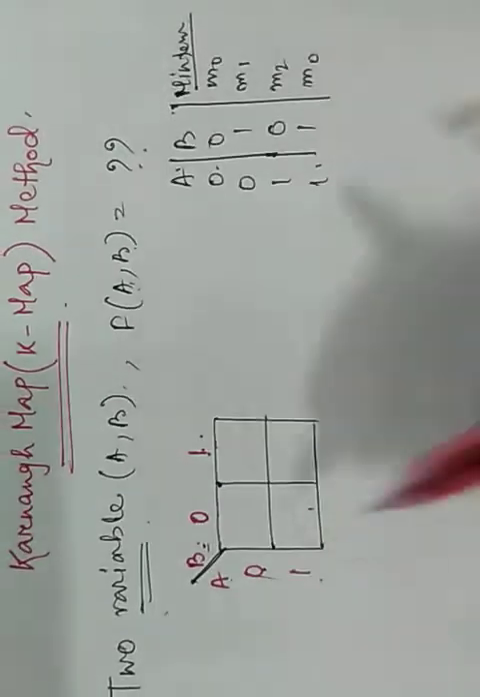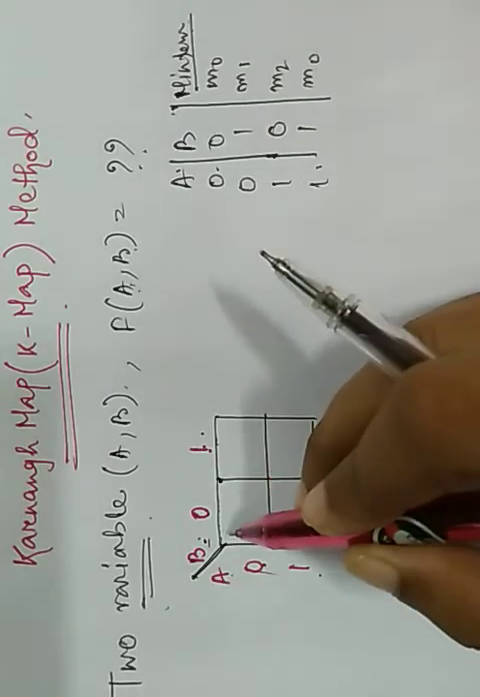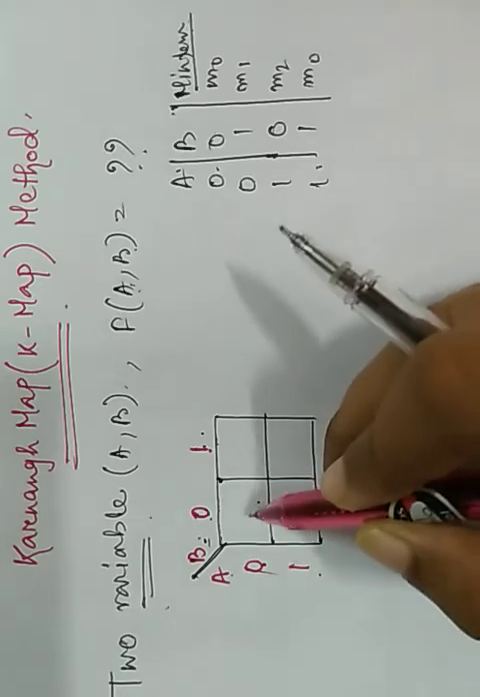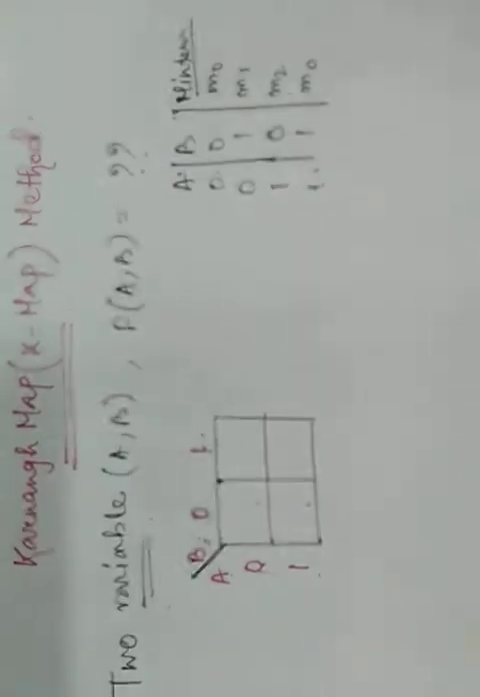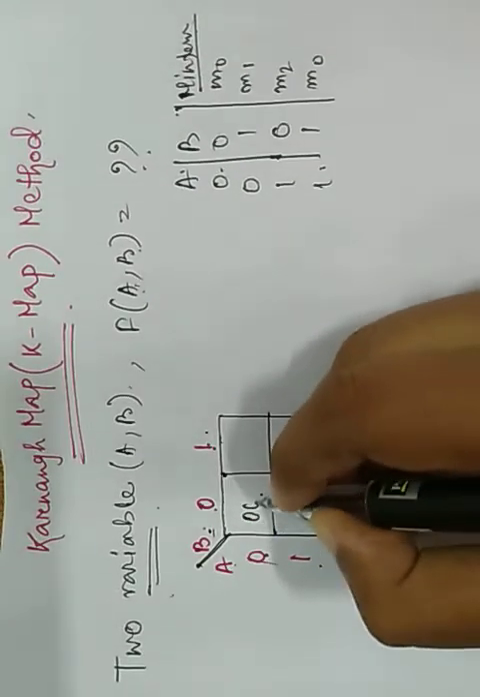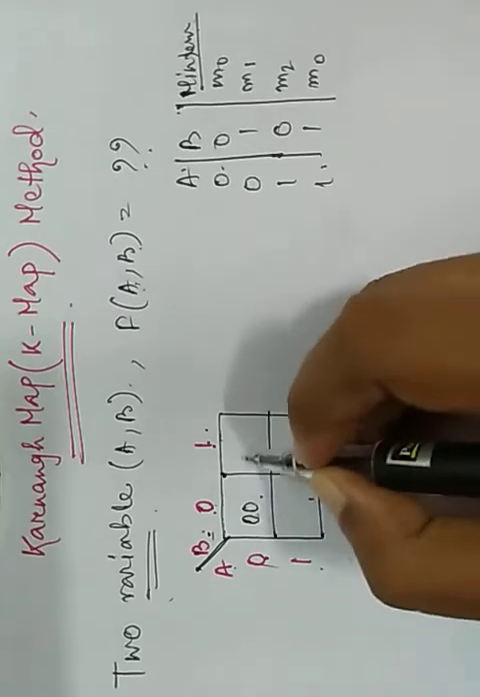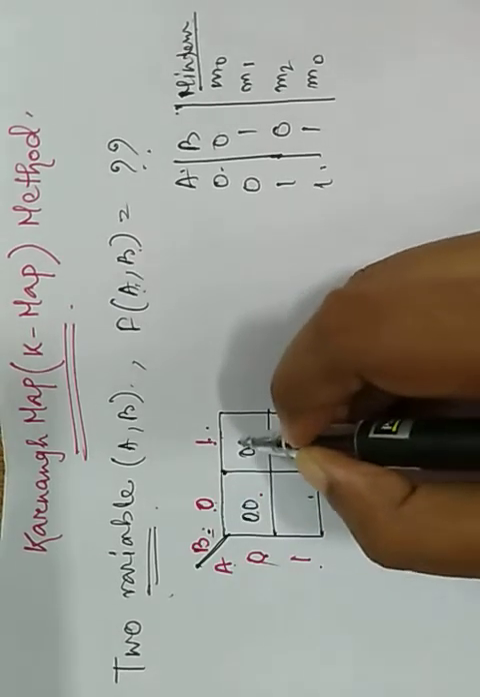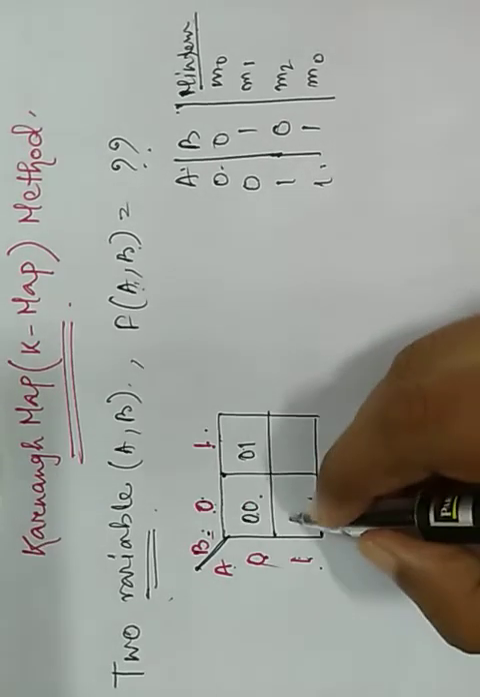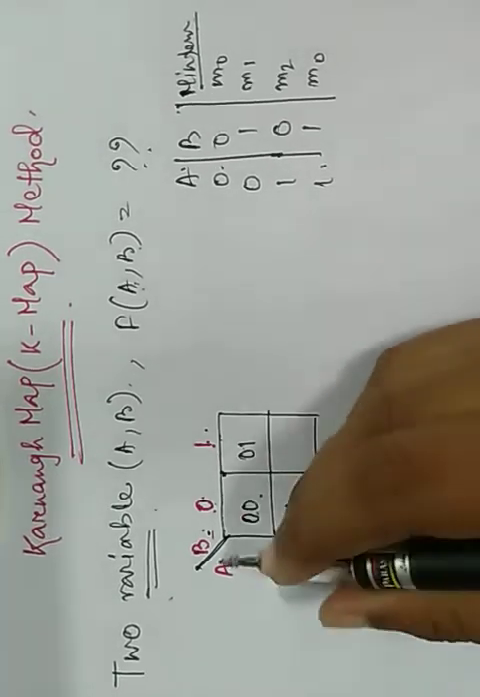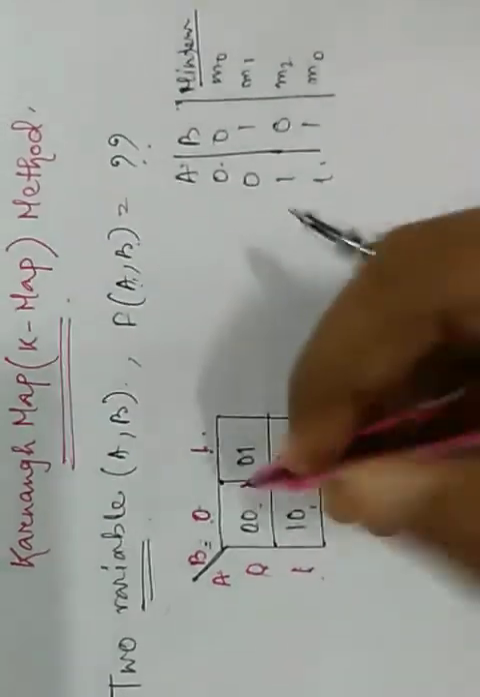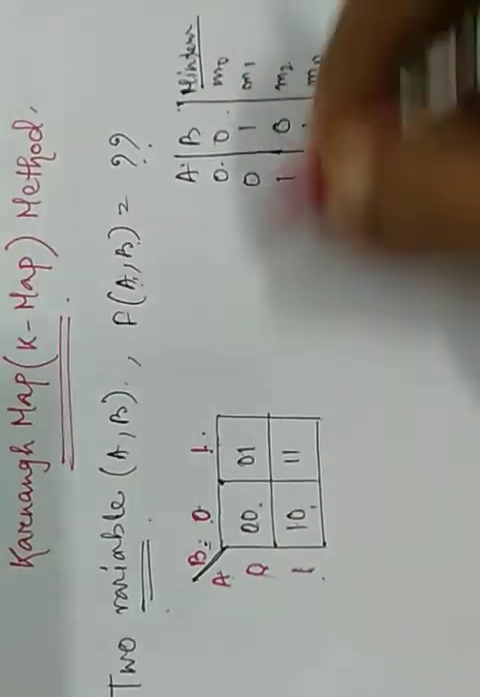So the first cell is for the 0 0 value, that means A0, B0. This one is for 0 1. These cells are for 1 0, here it is 1, here it is 0, so A should be written first, and this one is for 1 1. So in our sense, 0 0 means M0.